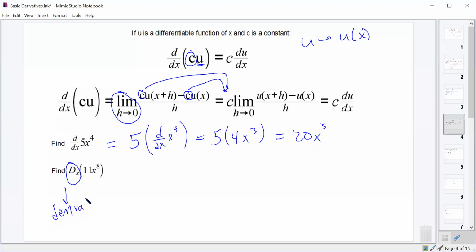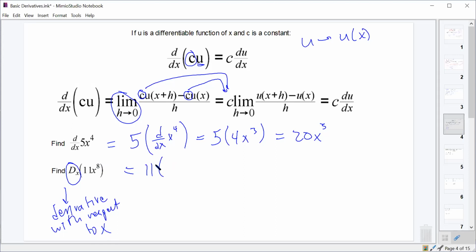Another notation. Lots of different notations. This means the derivative with respect to x of 11x to the 8th. 11 times x of 8.